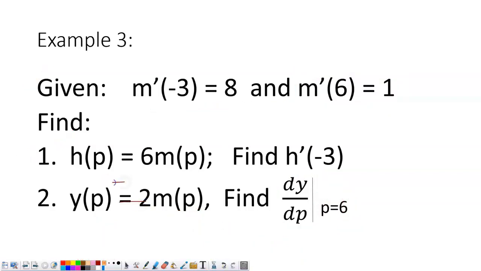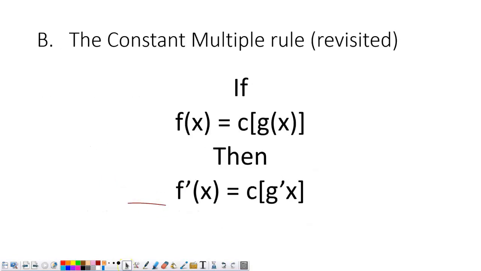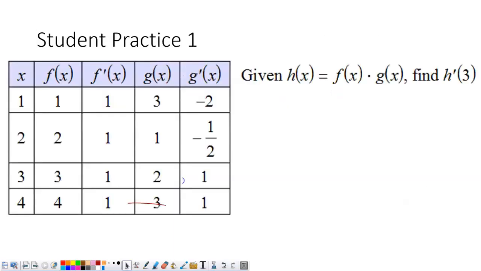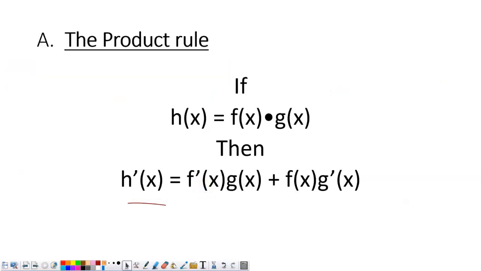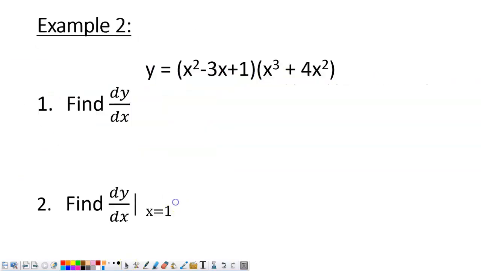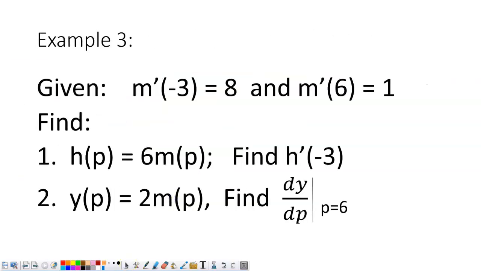So we've talked about 2 rules today. We've talked about the constant multiple rule, which is a function being multiplied by a number. And we've also talked about the product rule, which is 2 functions being multiplied together. The difference is that with the product rule, you actually have 2 whole functions there, whereas with the constant multiple rule, you're just multiplying one function by a single number instead of another whole function.